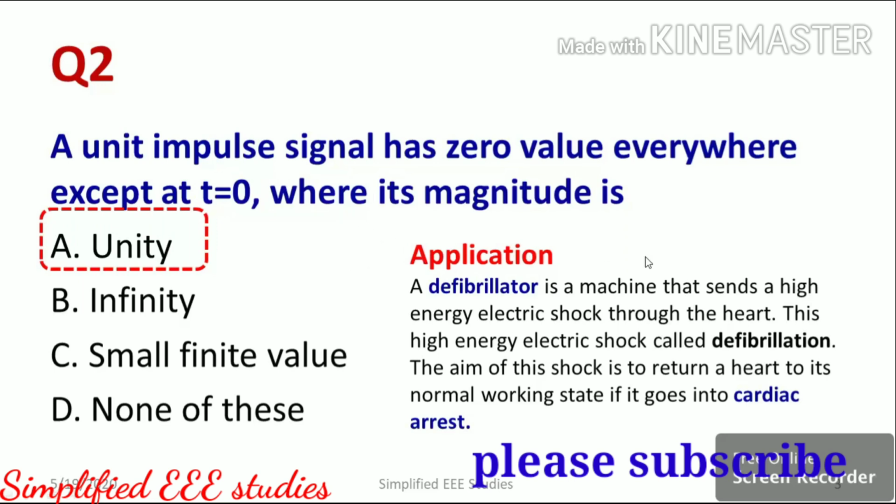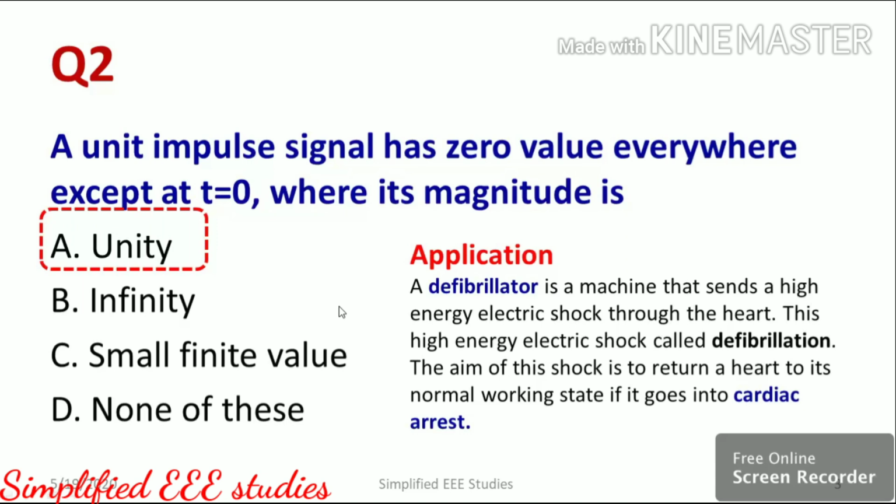So what is the application of an impulse signal? The defibrillator is one application used in the biomedical field. What is the importance of a defibrillator? A defibrillator is a machine that sends a high energy electric shock through the heart. This high energy electric shock is called defibrillation. The aim of this shock is to return a heart to its normal working state if it goes into cardiac arrest. That's a peculiarity of the defibrillator. The main component of the defibrillator is the unit impulse signal.